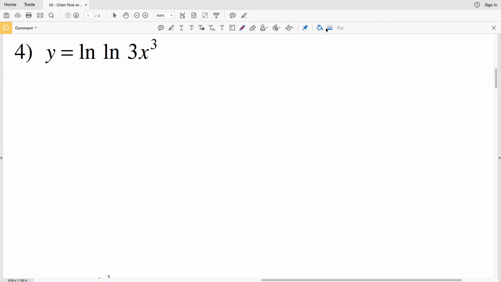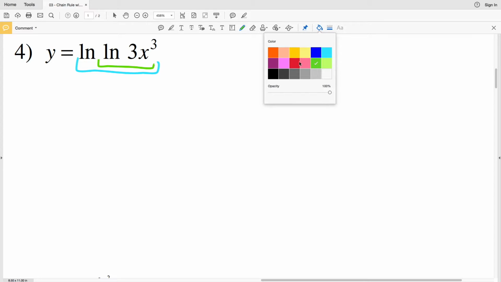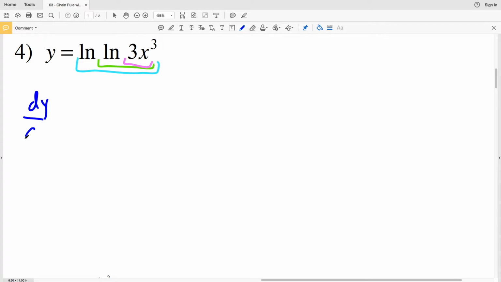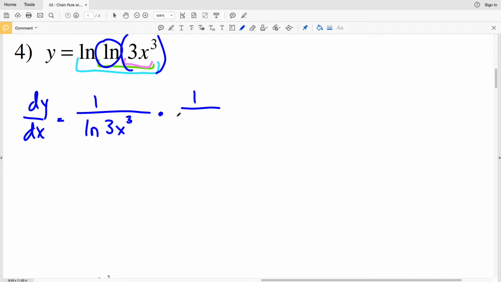Number 4 is very similar to number 3 in the fact that our outermost function is an ln, our middle function is an ln, and then finally we'll find the derivative of our innermost function. So the derivative of y with respect to x is going to be 1 over, because first we're looking at this outermost ln function, so that's 1 over the ln of 3x cubed. So 1 over the ln of 3x cubed, and that will get multiplied by, now we're looking at this next ln function, so that's going to be 1 over 3x cubed.